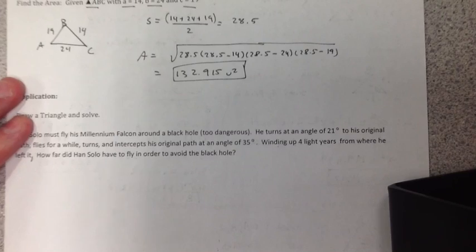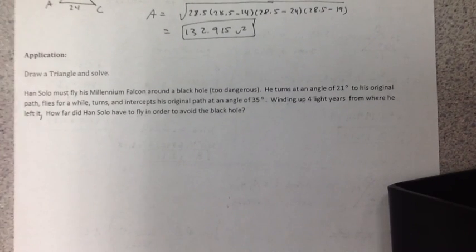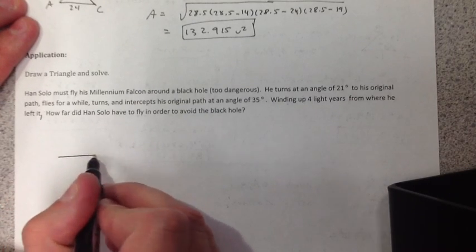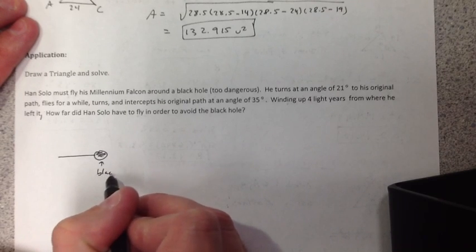All right. Now the last thing we're going to do is take a look at this application. This application is not necessarily a law of cosines, and we'll see why. Han Solo must fly his Millennium Falcon around a black hole. It's too dangerous. So here's Han Solo, flying, and he encounters this black hole.